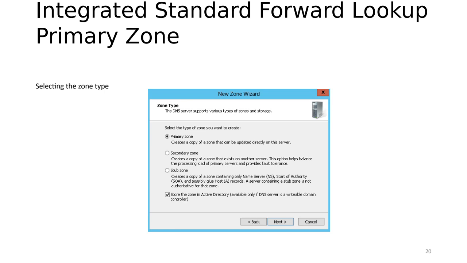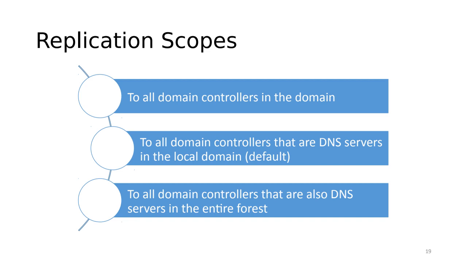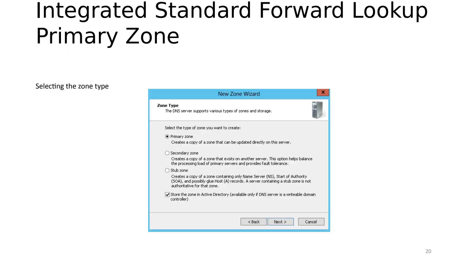So if we go back here, these are the replication scopes. We already covered this one. Then when you are doing the installation, when you create a forward lookup zone, it will ask you. This is primary zone. Just keep it default, please. And make sure that this one is ticked so that your DNS forward is stored with your Active Directory.